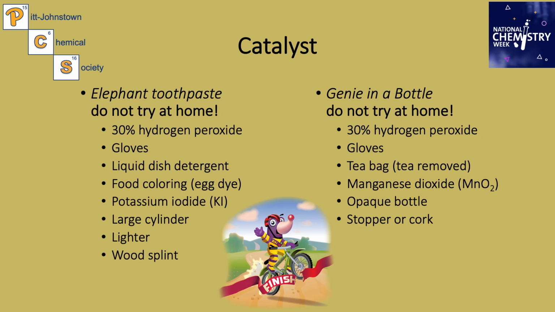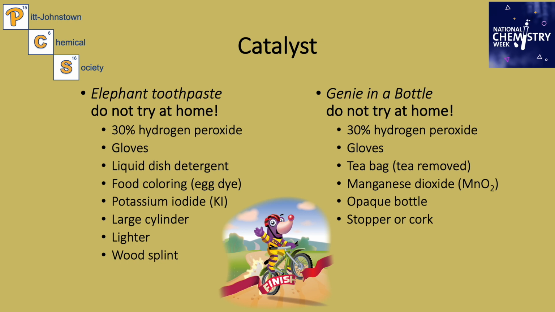In this last video, we're going to be looking at the effect of a catalyst on the chemical reaction. So we're going to see the elephant toothpaste demonstration, and this is one that you may not try at home. It uses very concentrated hydrogen peroxide, so gloves must be worn. And you can use the catalyst potassium iodide to generate oxygen gas and water vapor from this very exothermic reaction.